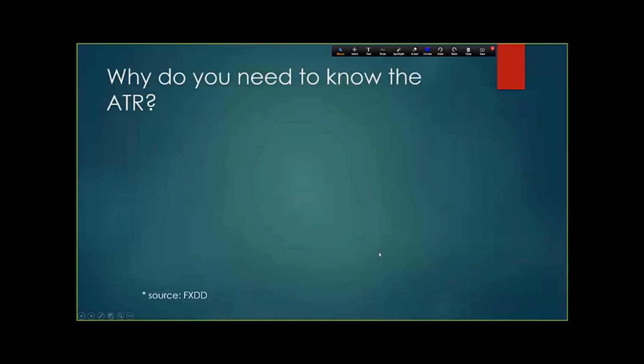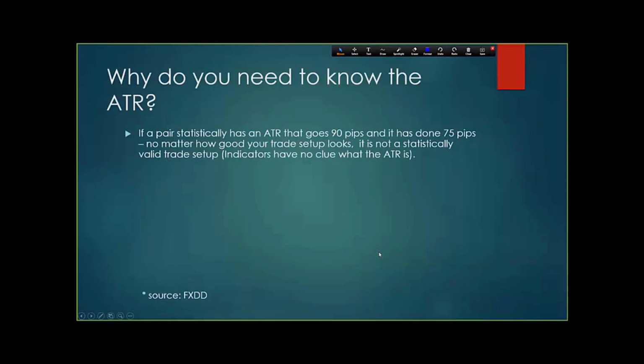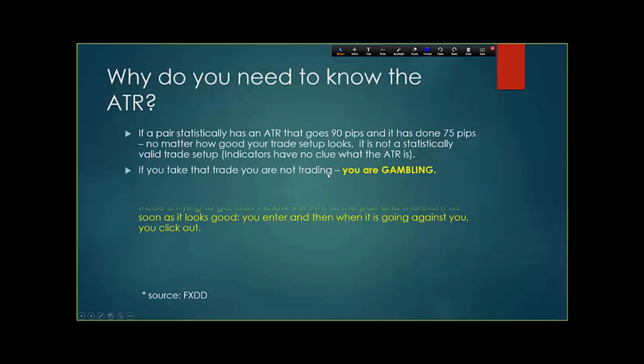So why do you need to know the ATR? If a pair statistically has an ATR that goes 90 pips and it's done 75 pips, no matter how good your trade setup looks, it is not a statistically valid trade setup. And indicators have no clue what the ATR is. None whatsoever, right? So if you take that trade, you're not trading. You're gambling. That's what you're doing.